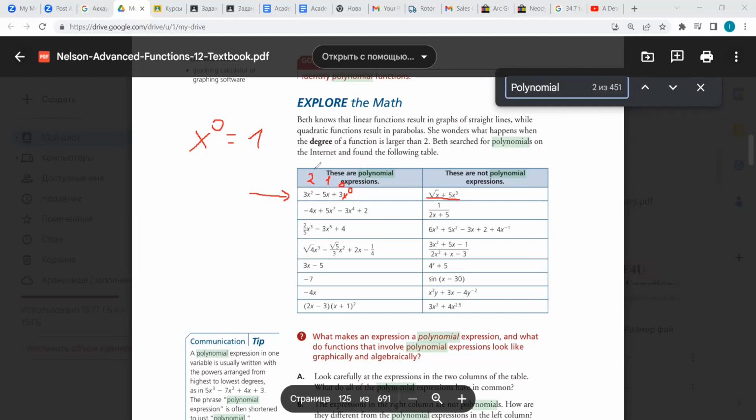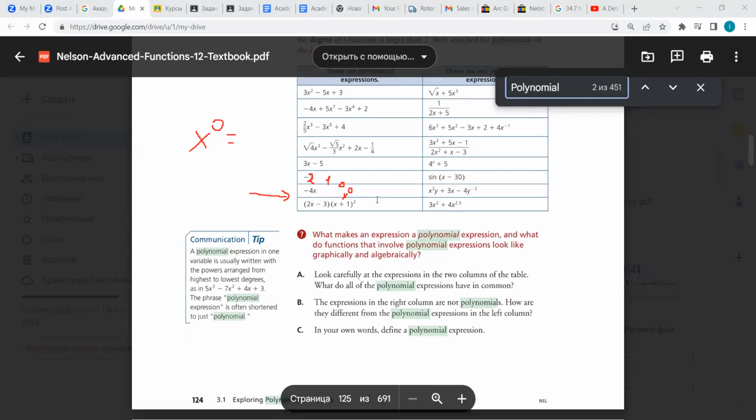So once again, powers are listed in decreasing order, while on the right-hand side, we can see that the power for x is 1 over 2, and this means that it's less than the power 3 that we have to the right of it. And it states that in this case, they're not listed in the proper order, so we cannot call that a polynomial expression either.